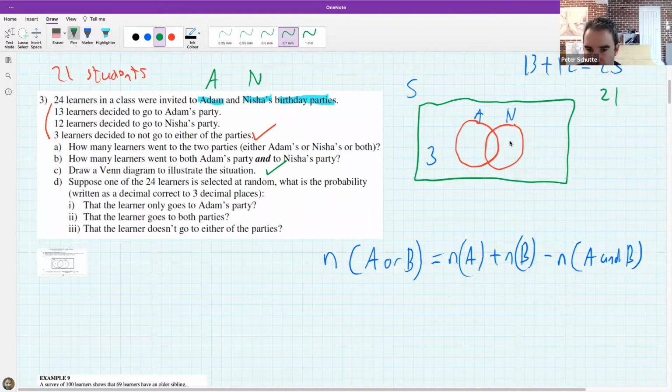Now, there should be 21 students, and at the moment there is 25 if we keep them separate. So what you're going to find, I'm going to use this identity. The number of students in A or N. So just watch this. So A or N, we'll call this N, and then this will be A and N.